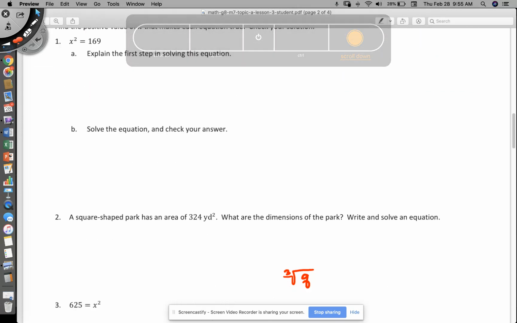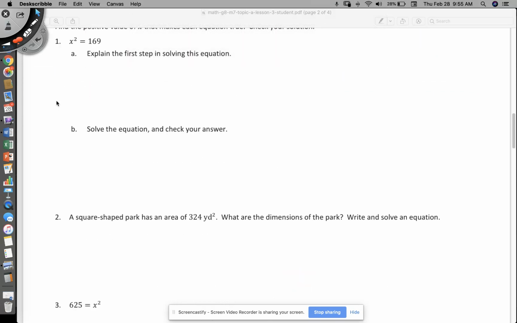All right, so number 1 says x squared equals 169. So what's the first step of solving this equation? Well, if x squared equals 169, that means I'm going to take the square root of x squared, and I'm going to take the square root of 169. So what's the first step? First step is to square root each side.